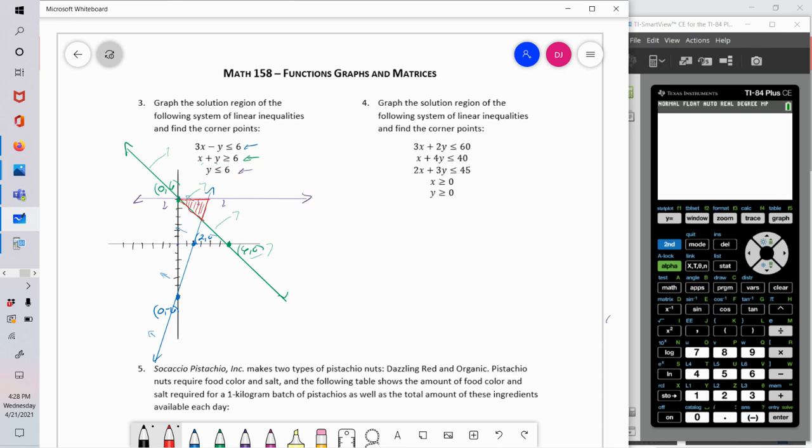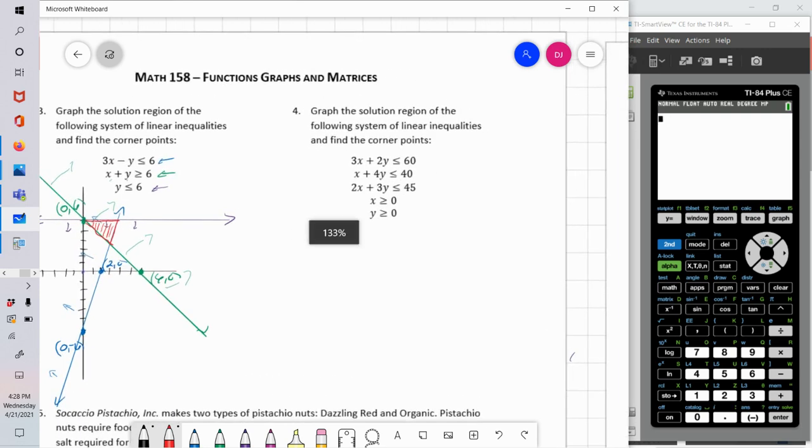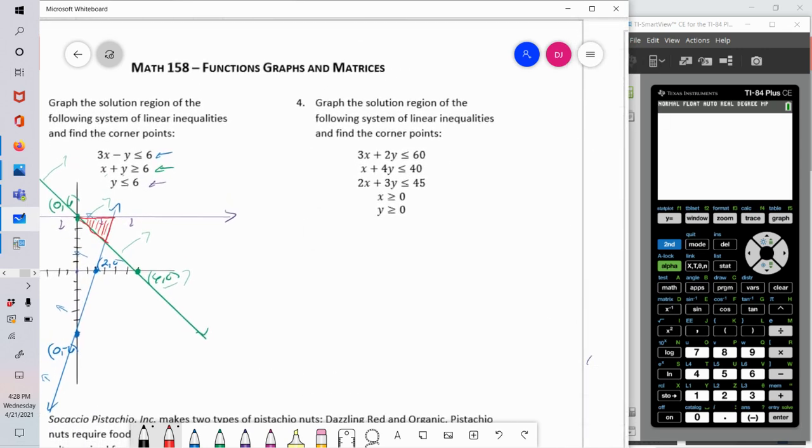Number 4, let me make this a little bit larger to give myself a feeling of space here. Graph the solution region of the following system of linear inequalities. And now what we want to do is find the corner points. I didn't do this in number 3. We'll do it here. I want to find the corner points.